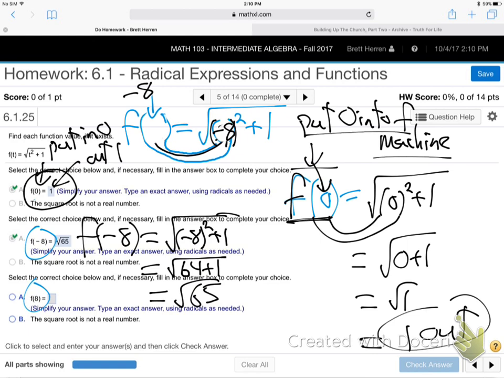You just stop. They don't want the decimal. They just want you to stop right there. That's the answer, square root of 65. They don't want the decimal. They say use a radical. It's called a radical. Use a radical as needed.